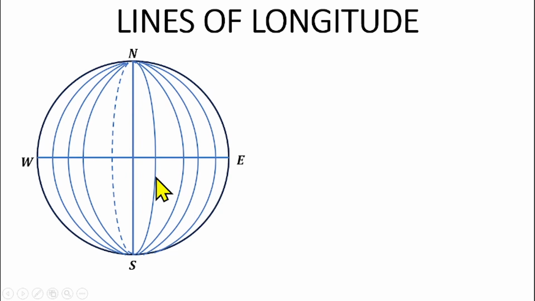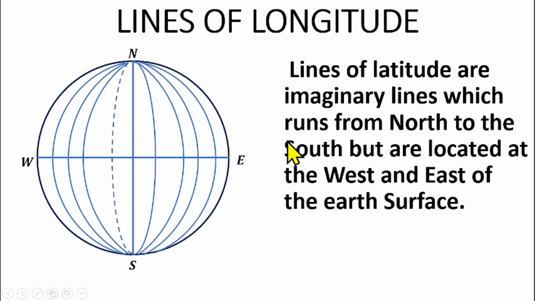But where are they located? They are located at the east and at the west of the Earth's surface. So lines of longitude are also imaginary lines which run from the north to the south, but some of them are located at the east and the west of the Earth's surface. That is the definition of the line of longitude. Sorry, this is an error. Lines of longitude are imaginary lines which run from the north to the south but are located at the west and the east of the Earth's surface. So that is the definition: they are imaginary lines that run from the north to the south.